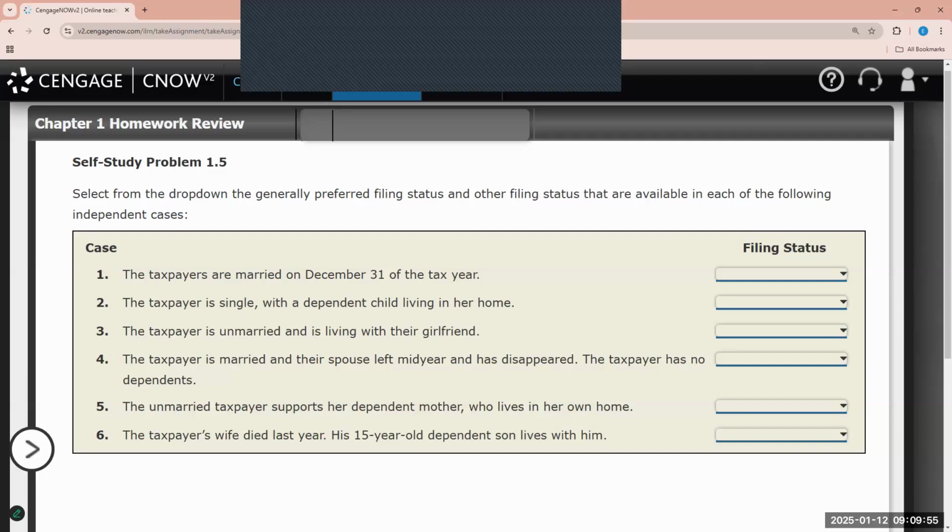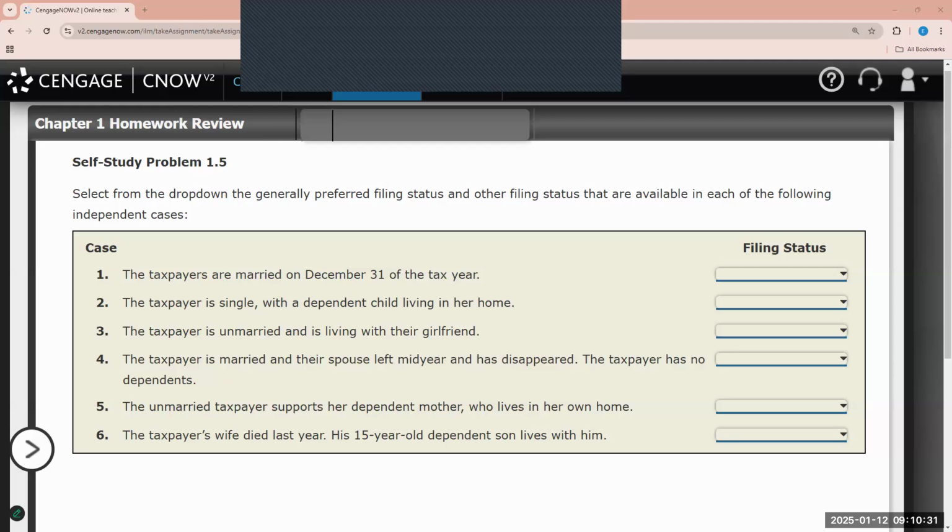Next, we move on to this problem where it asks us about filing statuses. It says select from the drop down the generally preferred filing status and other filing statuses that are available in each of the following independent cases. As we know, there are 5 filing statuses. The first is single, the next is married filing joint, then we have married filing separate, head of household, and qualifying widower or surviving spouse. Before we go through 1 through 6, we're going to give a quick overview of these different filing statuses.